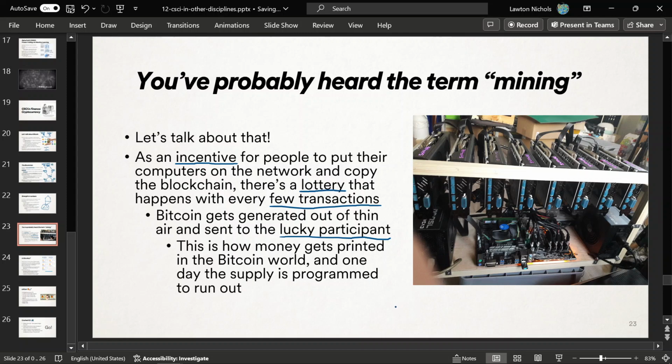So here's an example of the lottery. It's hard to explain if you have not learned about cryptography before, but the idea of the Bitcoin lottery is that everybody gets sent a bunch of transactions, because they're all trying to add them to the blockchain. And the idea is to come up with a special number that encrypts all of those transactions.